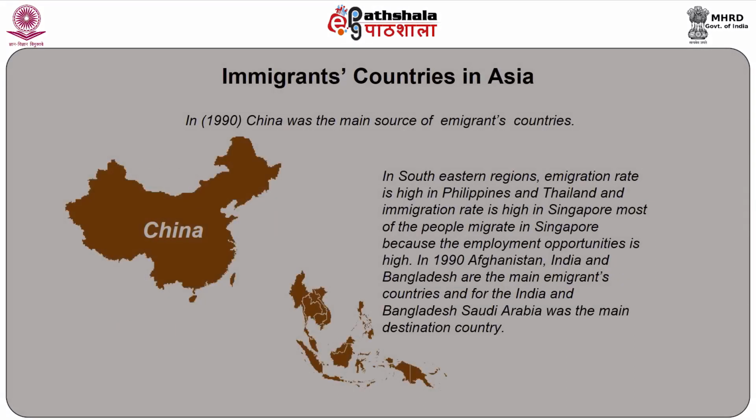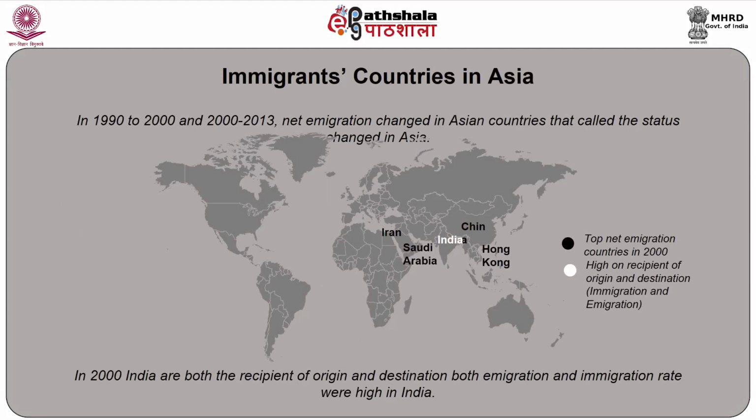In 1990, Afghanistan, India and Bangladesh are the main immigrant countries, and for India and Bangladesh, Saudi Arabia was the main destination country. Between 1990 to 2000 and 2000 to 2013, net immigration changed in Asian countries, which is called the status change in Asia. In 2000, the top net immigration countries are Saudi Arabia, Iran and China, Hong Kong, and the top net emigration countries are Bangladesh, Afghanistan and China.